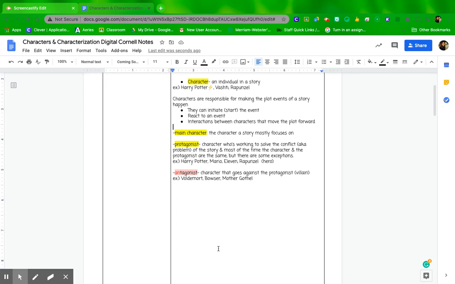The prefix "an" means against. So the antagonist is the character who goes against the protagonist, or the villain of the story. So if we have Harry Potter as the hero or the protagonist, Voldemort would be his opposite, right? Or the villain to that. For Mario, we have Bowser. And for Rapunzel, we have Mother Gothel.